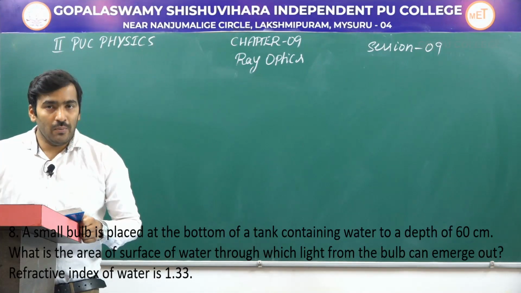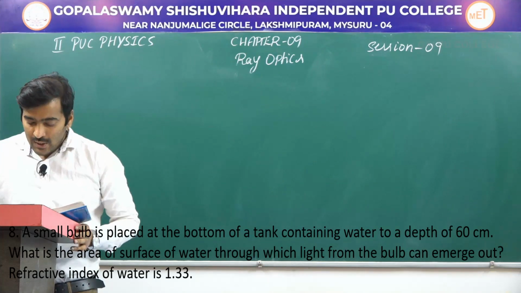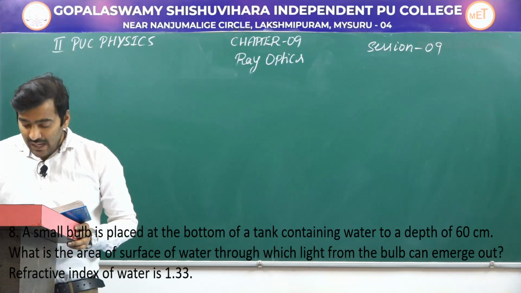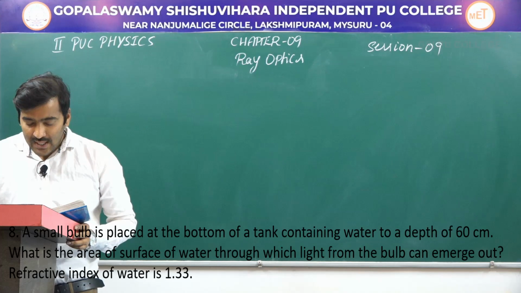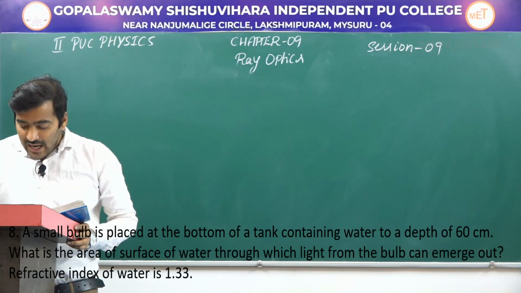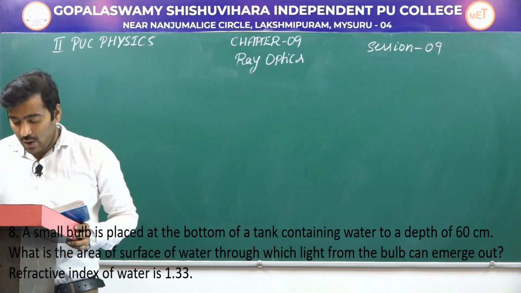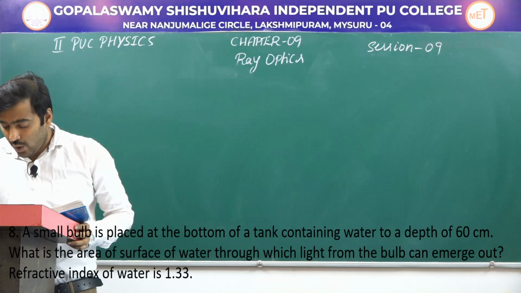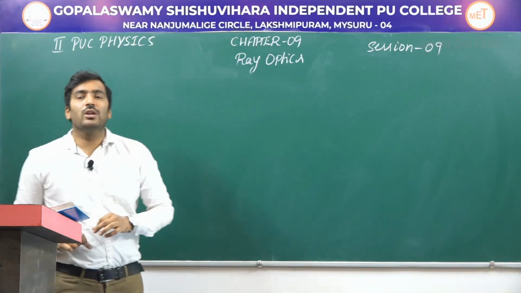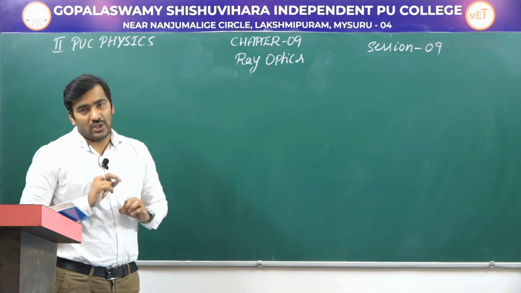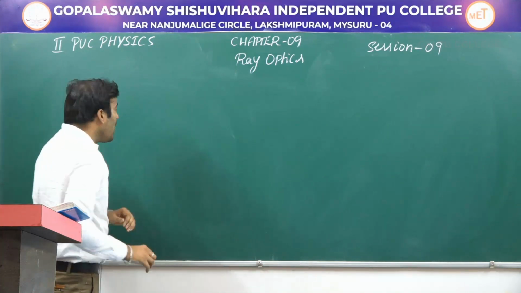Now the next problem is: a small bulb is placed at the bottom of a tank containing water to a depth of 60 centimeter. What is the area of the surface of water through which light from the bulb can emerge out? Refractive index of the water is 1.33. So this problem is based on total internal reflection. Let's understand this problem now.